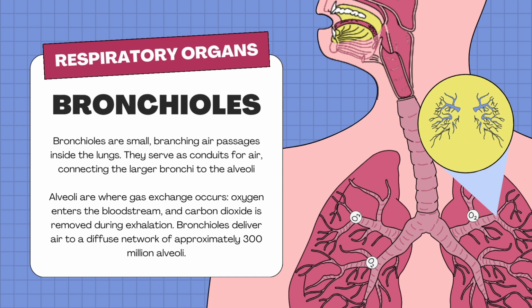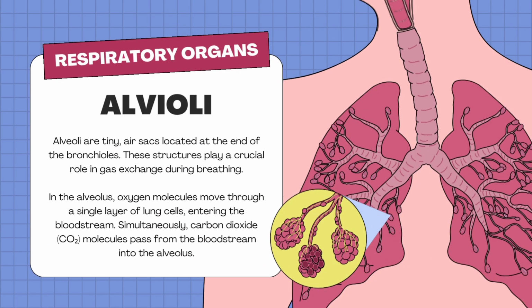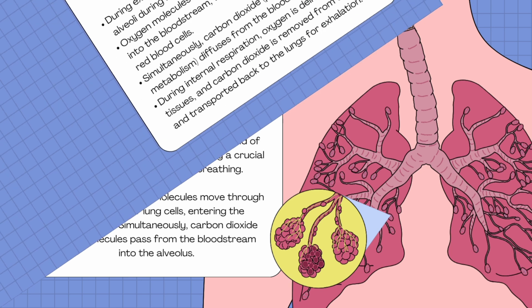Alveoli are where the gas exchange occurs. Oxygen enters the bloodstream and carbon dioxide leaves. Alveoli are tiny air sacs located at the end of the bronchioles. These structures play a crucial role in gas exchange. During breathing in the alveolus, oxygen molecules move through a single layer of lung cells.